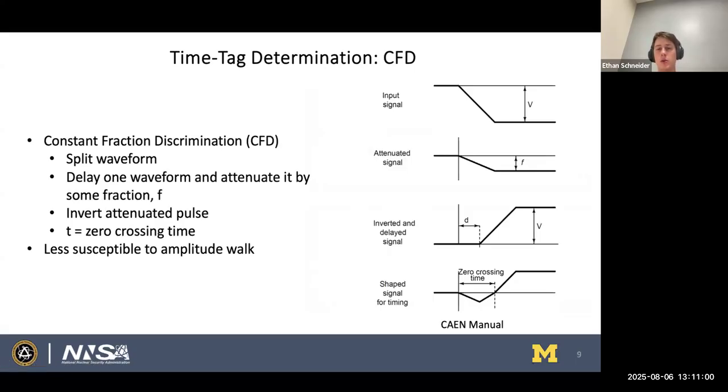So in order to circumvent this, we can use constant fraction discrimination, which is a process in which we take our pulse and split it in half, so we have two identical pulses, and then we attenuate by some kind of fraction, hence constant fraction, delay it, invert it, and add it together. And this process goes from a single lobe pulse into something that has two lobes, both a negative region and an upper positive region, and we take that zero crossing time as our time tag, and this is less susceptible to the amplitude walk as mentioned in the previous slide.